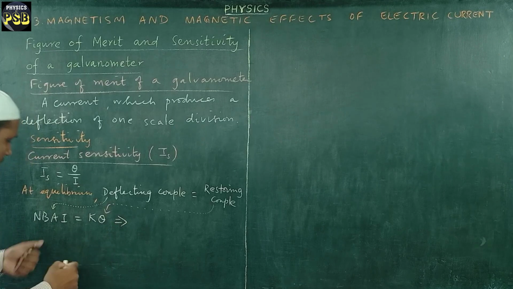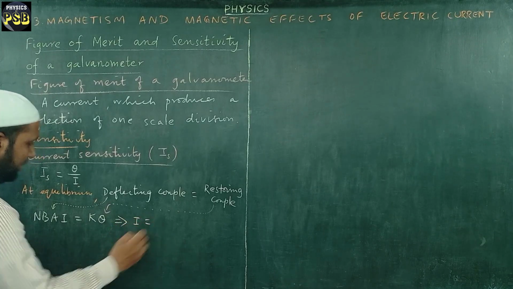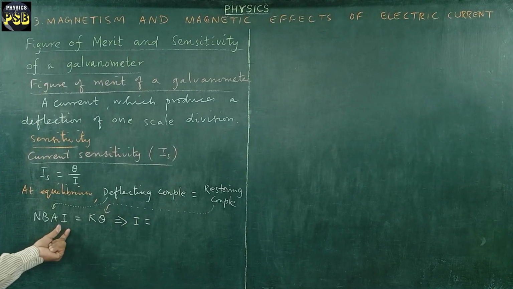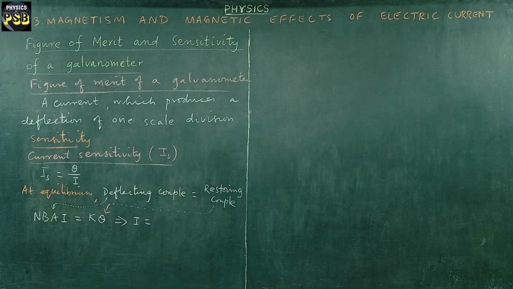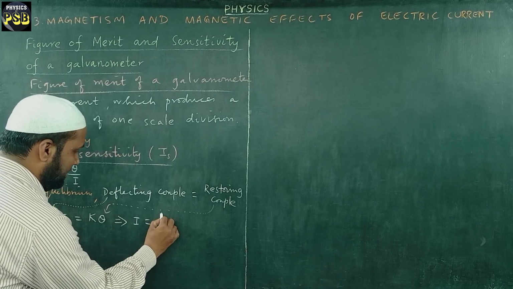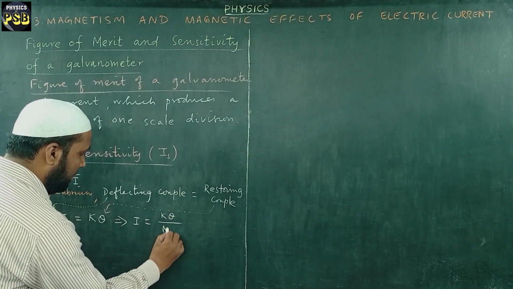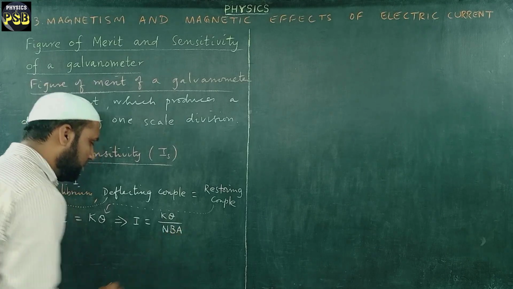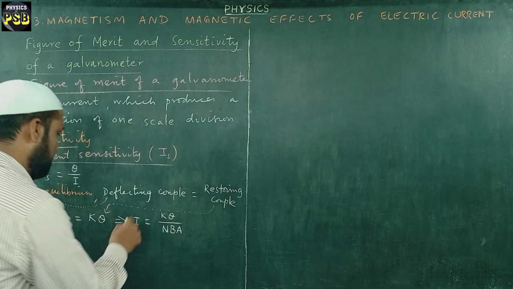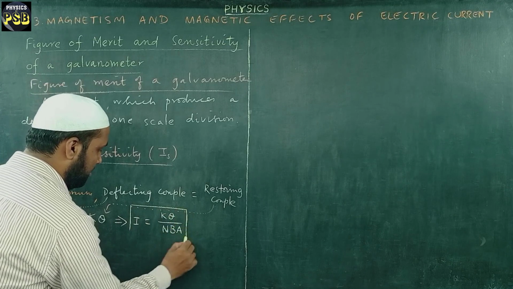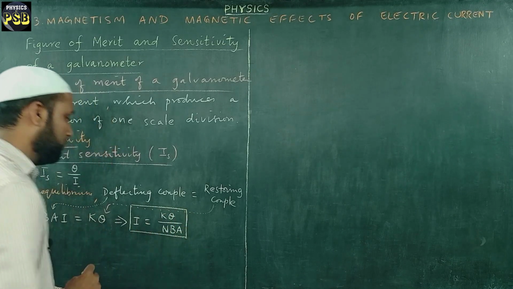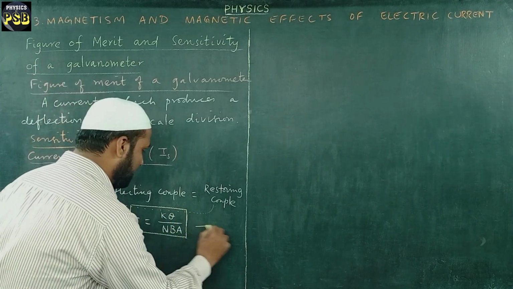Now, from here, I value can be obtained by cross multiplication. I need to keep I here, and remaining terms are taken to the right hand side. So I get I equals K theta upon NBA. This is the value of I passing through the galvanometer. I box this and name this equation number 1.